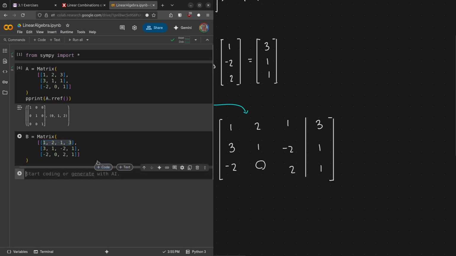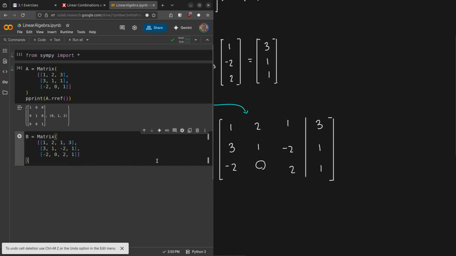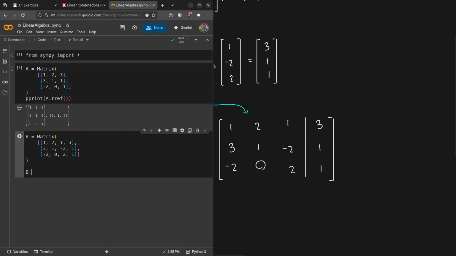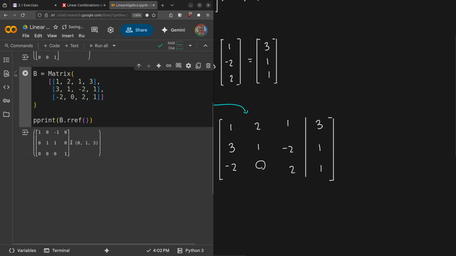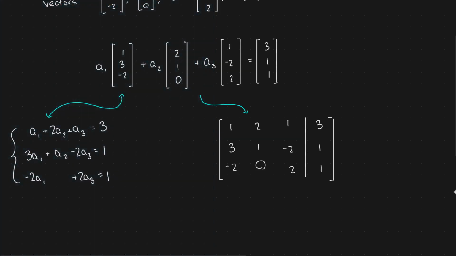Okay, now I want to find the reduced row echelon form of matrix B. So B dot RREF. That gives me the reduced row echelon form of matrix B, and let's make it so it prints it nice and pretty, makes it easy to read. Okay, and so here, just maybe blow that up a little bit. So here is our matrix, the reduced row echelon form of our matrix. I'll just move it over here and I'll copy it down.